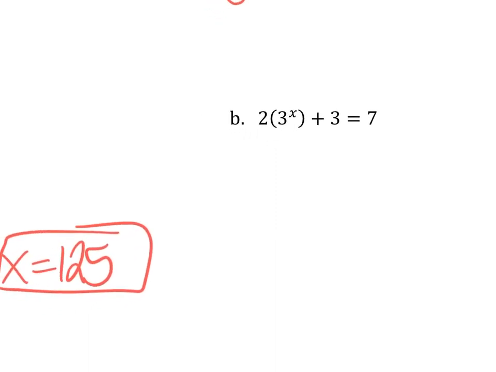Okay, letter B. 3 to the x is my exponential. It's not by itself right now. What should I do first to get it by itself? Subtract 3 from both sides. Okay, it's still not by itself. What should I do next? Do the thing where you put the 4 in front of the other thing, right? Well, not yet, because the exponential still isn't by itself, so we still have to solve. Divide by 2, yep.